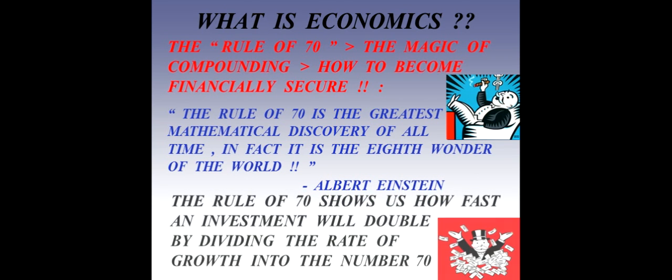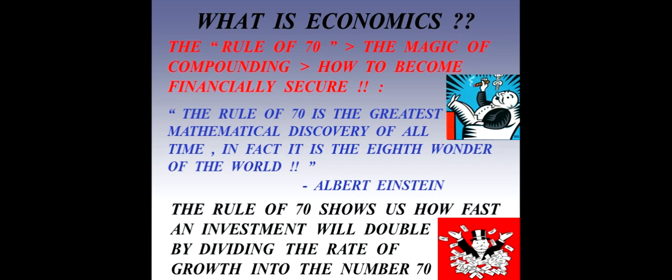So here's how it works. The rule of 70 shows us how fast an investment will double by dividing the rate of growth into the number 70.